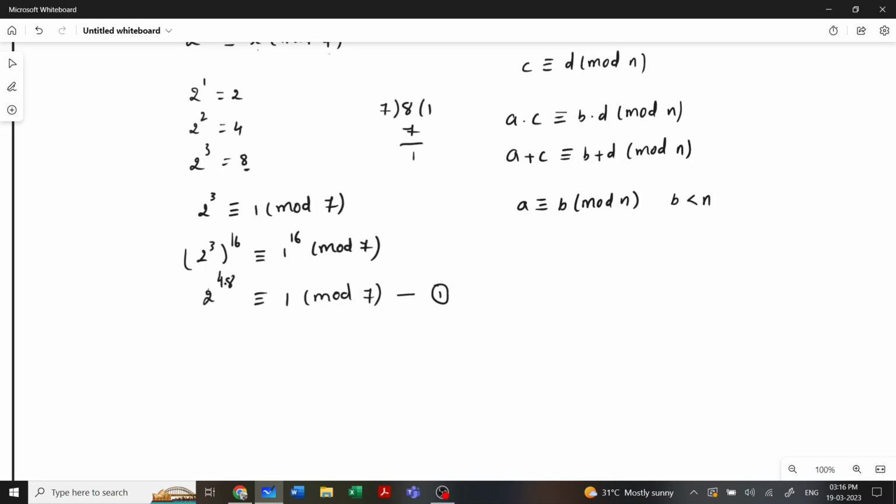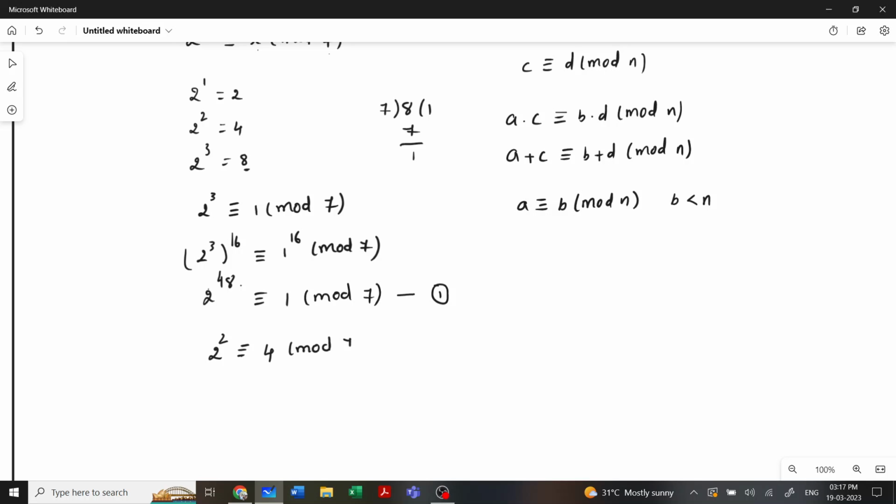Now I want 2 to the power of 50. So 2 to the power of 50 means I want here the power 2 square. If you multiply 2 square on both sides, that is 2 to the power of 48 multiplied by 2 square is congruent to, or I will solve separately. So 2 to the power of 2 I require because 48 plus 2 is 50. So what is 2 to the power of 2? 2 to the power of 2 is congruent to 4 in mod 7.